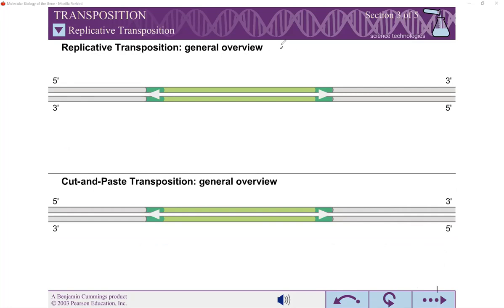One is referred to as the conservative mechanism. I have already told you conservative mechanism. Another one is called the replicative mechanism. Now, what happens in the case of conservative? What happens in the case of replicative mechanism? In the case of conservative mechanism, the copy number of the transposon will remain the same.